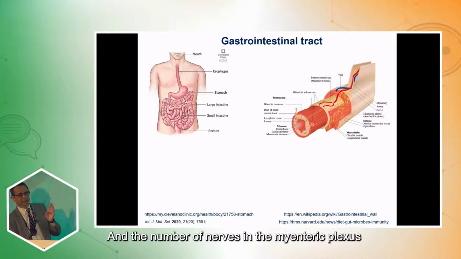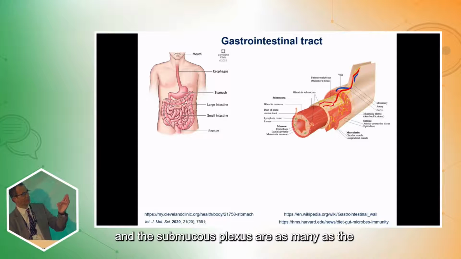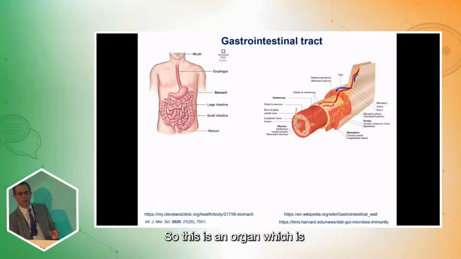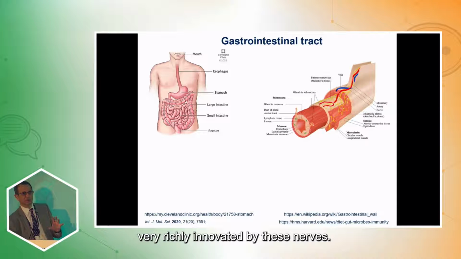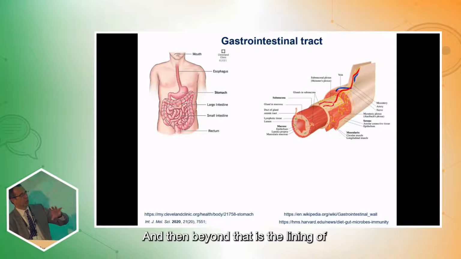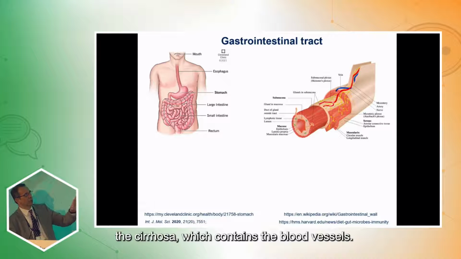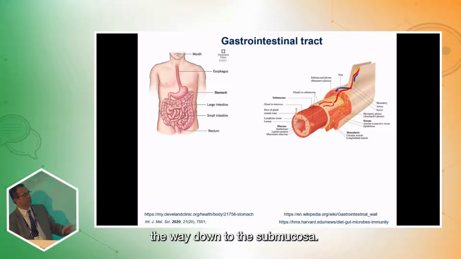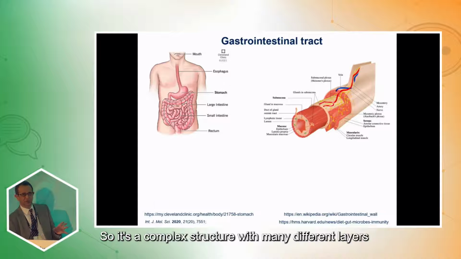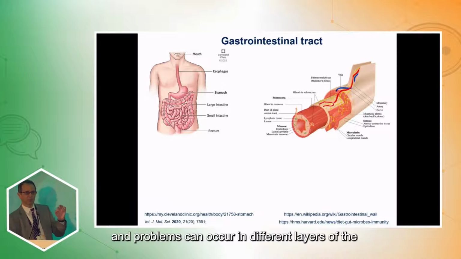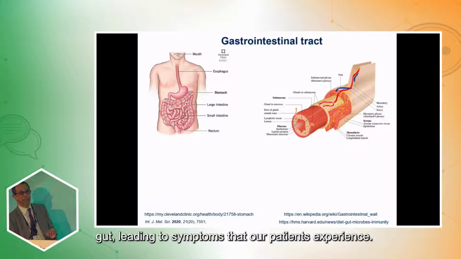The number of nerves in the myenteric plexus and the submucous plexus are as many as the nerves there are in the spinal cord. So this is an organ which is very richly innervated by these nerves. Then beyond that is the lining of the serosa, which contains the blood vessels, and these blood vessels come all the way down to the submucosa. So it's a complex structure with many different layers, and problems can occur in different layers of the gut, leading to symptoms that our patients experience.